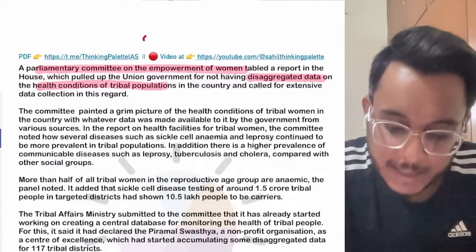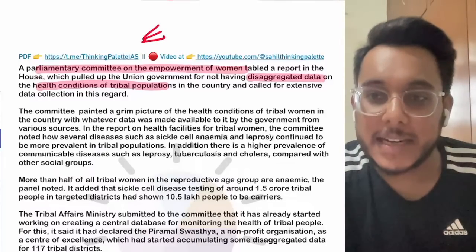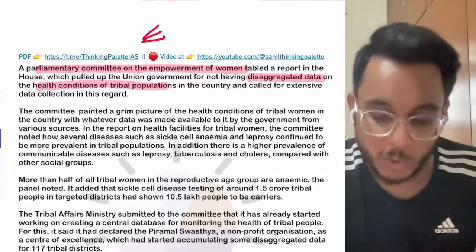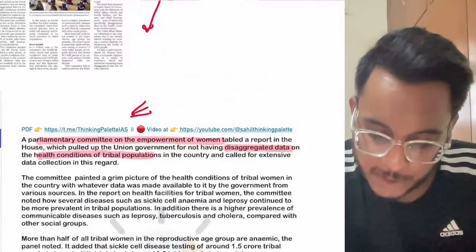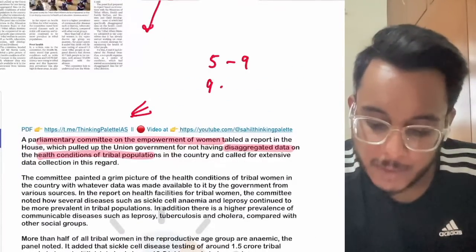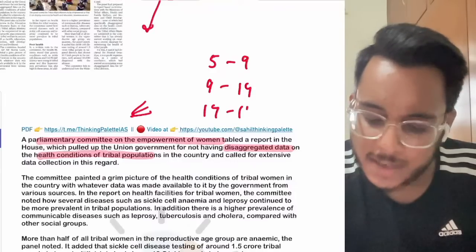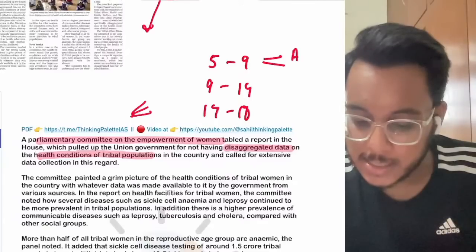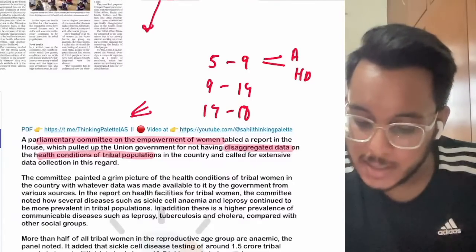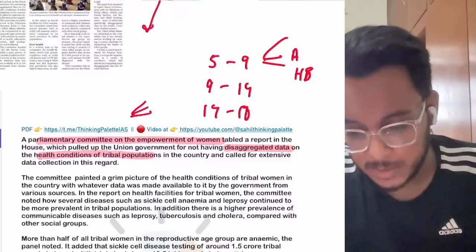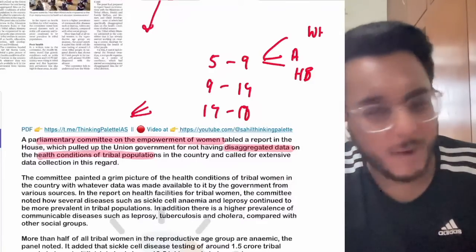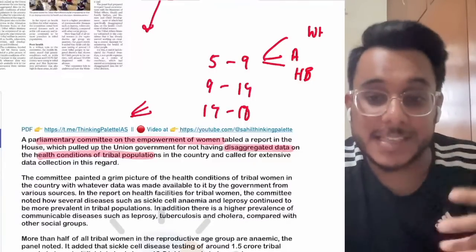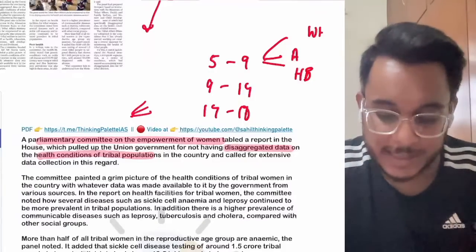What is disaggregated data? Disaggregated data is the data that has been broken down minutely. For example, children between the age of 5 to 9, children between the age of 9 to 14, 14 to 18, and likewise. What is the anemia status? What is the status with respect to their hemoglobin? Fine. What is their status with respect to weight, height, all these things. So specific age-wise, specific region-wise, having the data broken down. That is the disaggregated data.